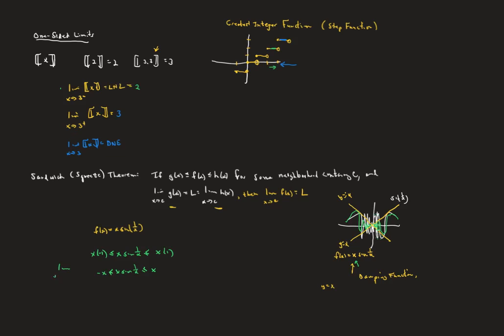And we're interested in what is the limit as x approaches 0. So we can see that as x approaches 0, this negative x is going to approach 0, and we can see that this x is going to approach 0, and we have sandwiched or squeezed our x sine of 1 over x into 0, as we can see in the graph here. And so we can then say that the limit as x goes to 0 of x sine of 1 over x must indeed be 0 from our sandwich or squeeze theorem.